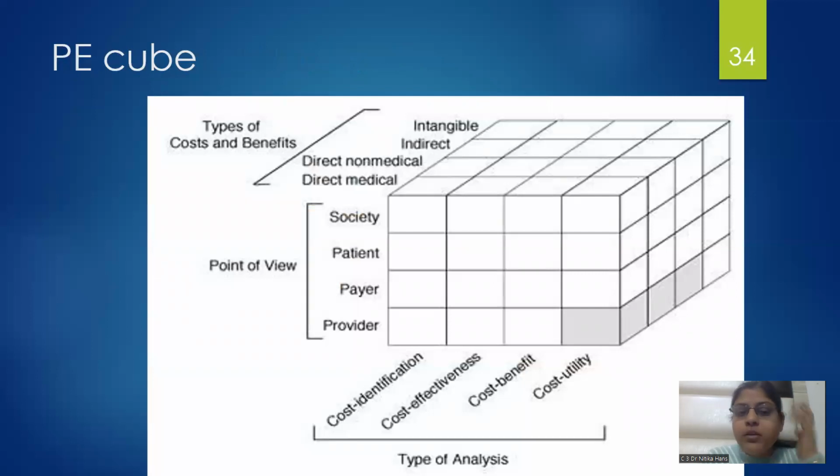The pharmacoeconomic cube has been divided into four types of analysis: cost identification, cost effectiveness, cost benefit, and cost utility. Then the point of view, or perspective: society's perspective, patient's perspective, payer's perspective, provider's perspective. And the types of cost and benefits: intangible, indirect, direct non-medical, direct medical. These are all the things which we study in pharmacoeconomic analysis.